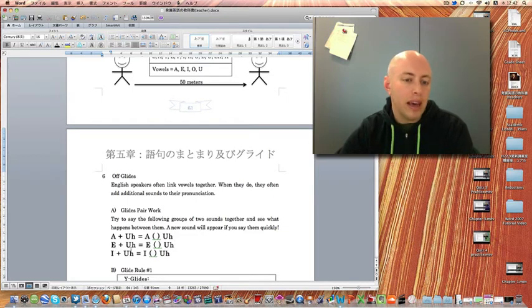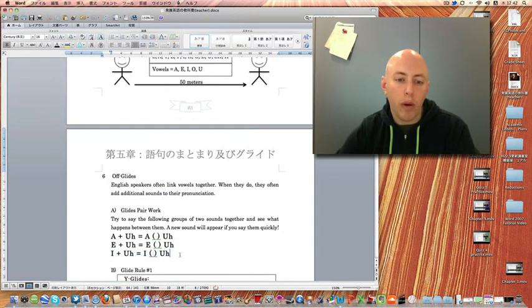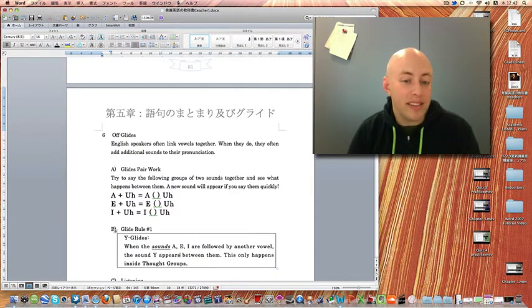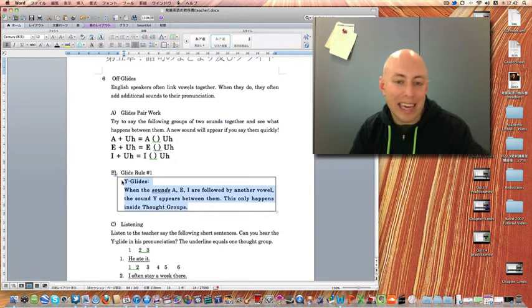So, E, and a Y sound appears there. The same thing will happen with I as well. So, I, and here a Y appears. So this is what happens. These are called Y glides. But when the vowels A, E, I are followed by another vowel, the sound Y appears between them. This only happens inside thought groups, so keep this in mind.